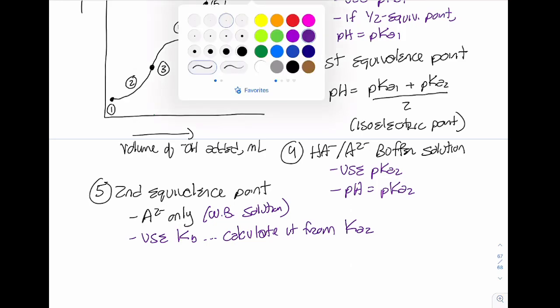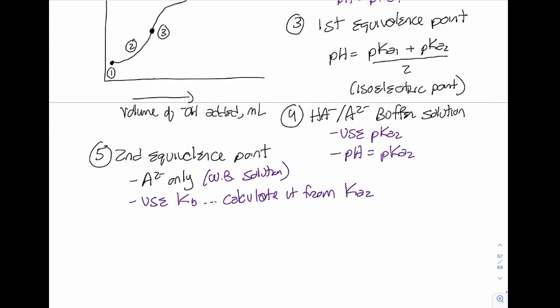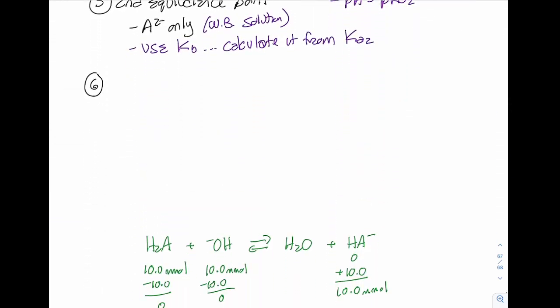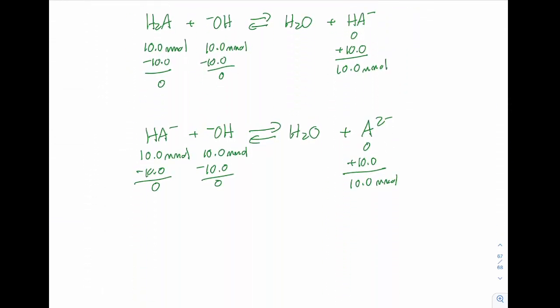And then one more point for us, number 6. So going back up, number 6 is everything after that second equivalence point. At that second equivalence point, remember we have neutralized all of my acid, H2A. That was all neutralized at my first equivalence point. And then HA minus has all been neutralized at my second equivalence point, but we're still adding base. So at this point, all we have is excess base.